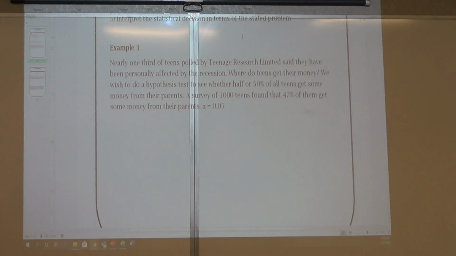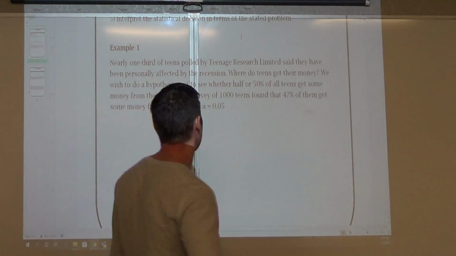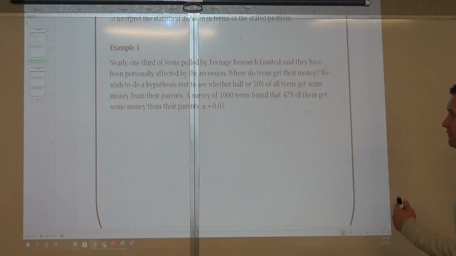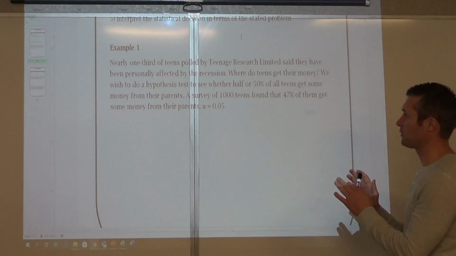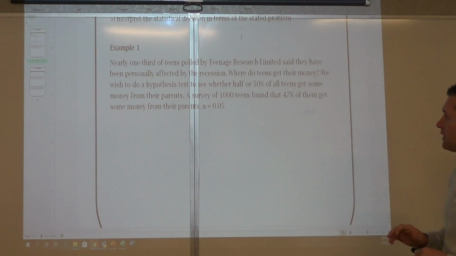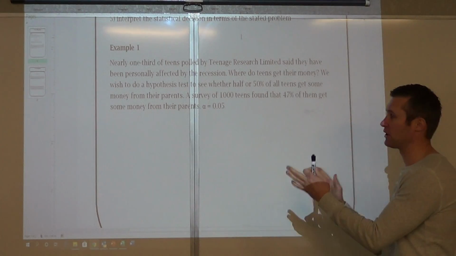First example that we'll go through: nearly 1/3 of teens polled by Teenage Research Limited said they have been personally affected by the recession. Where do teens get their money? We wish to test whether half, or 50% of all teens get money from their parents. So we want to test, do they get it or not get it?